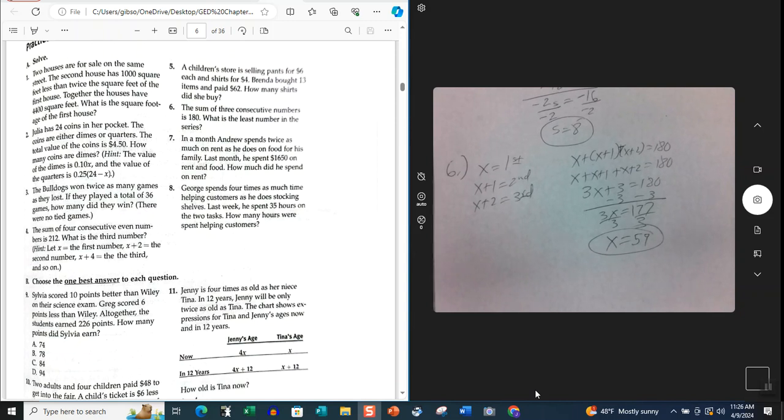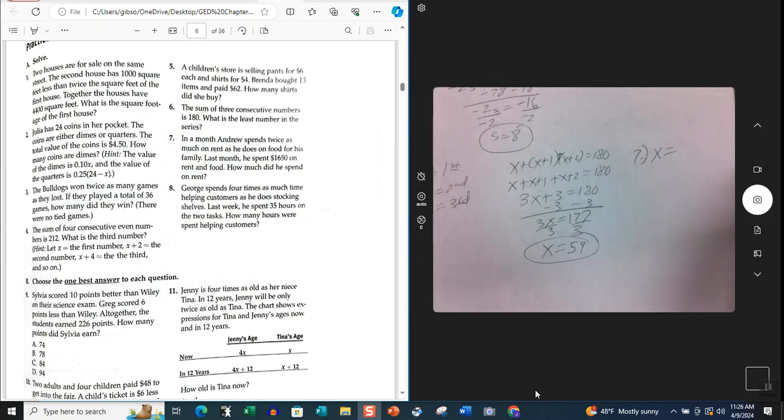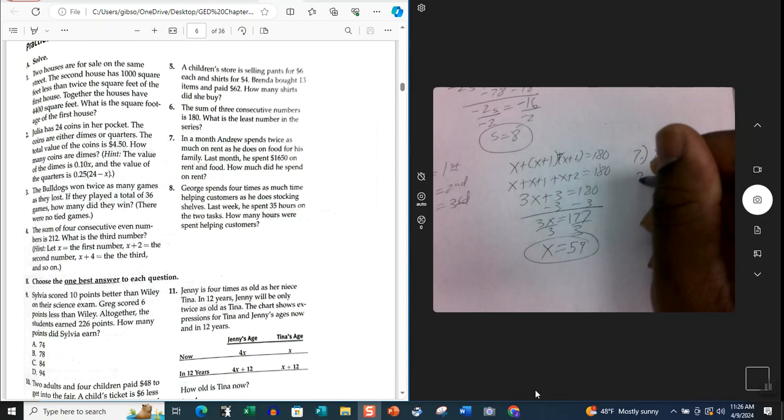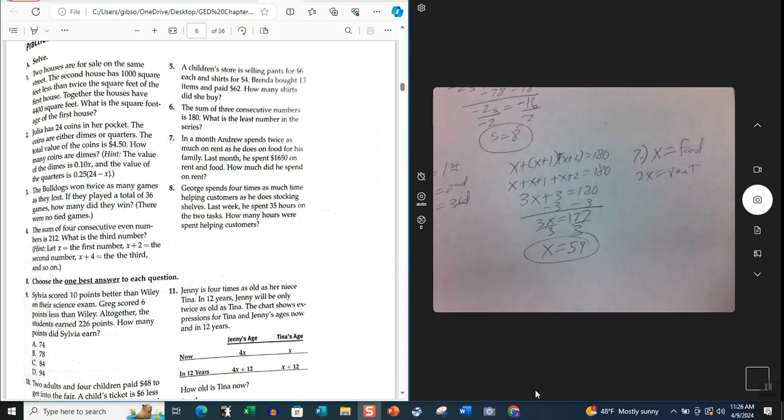Okay, number 7. It says in a month, Andrew spends twice as much on rent as he does on food for his family. Last month, he spent $16.50 on rent and food. How much did he spend on rent? So with number 7, we can make x be the food, and then 2x would be the rent, because they say he spent twice as much on rent as he does on food.